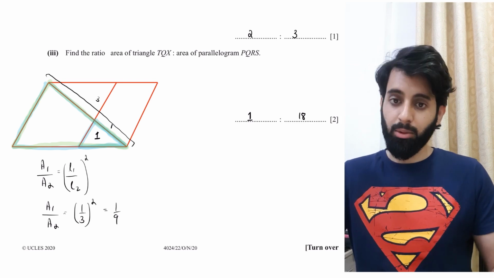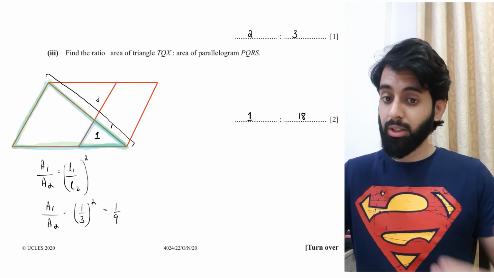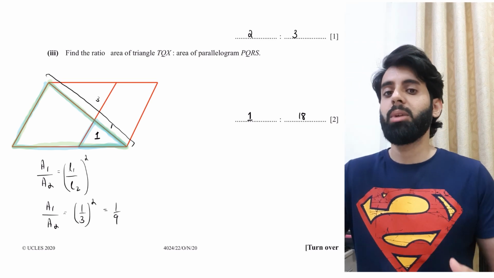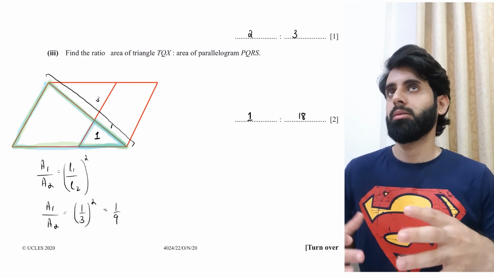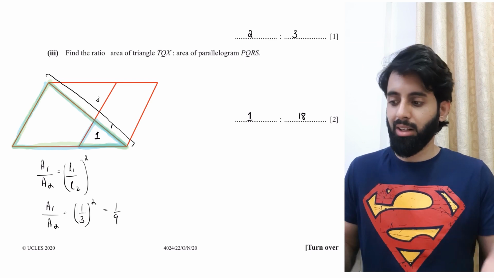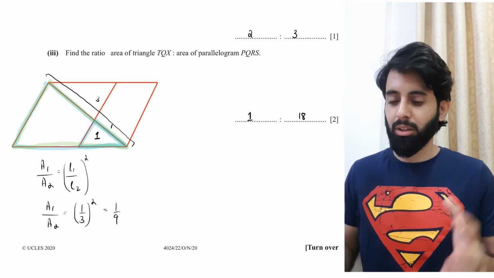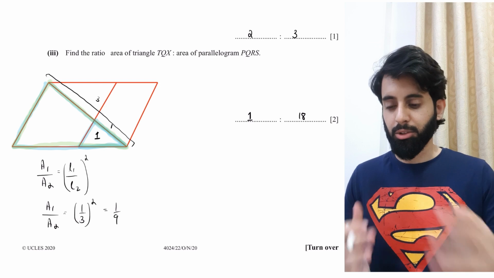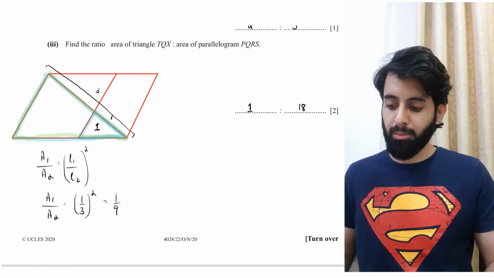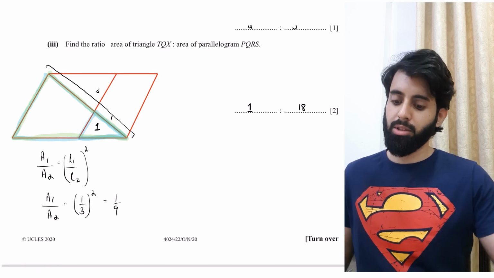Now, there's something that I always tell my students: the formula A1 upon A2 equals L1 upon L2 the whole thing squared, or even V1 upon V2 equals L1 upon L2 the whole thing squared, can only be applied when 2 objects are similar. It helps my students remember that you can compare an apple with an apple. An apple can be similar to an apple, it cannot be similar to an orange. So, apples with apples and oranges with oranges.